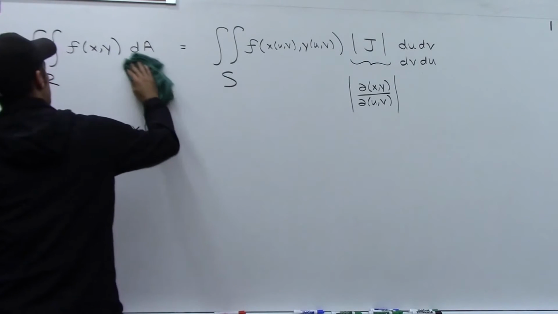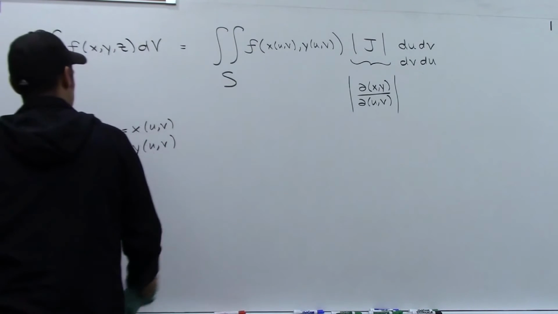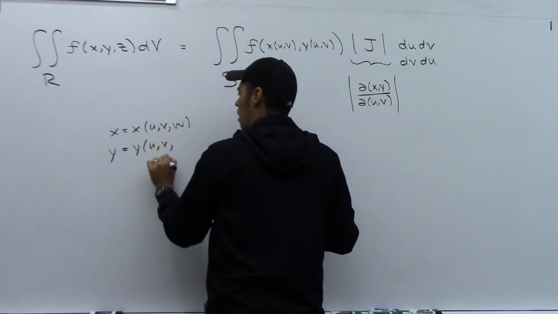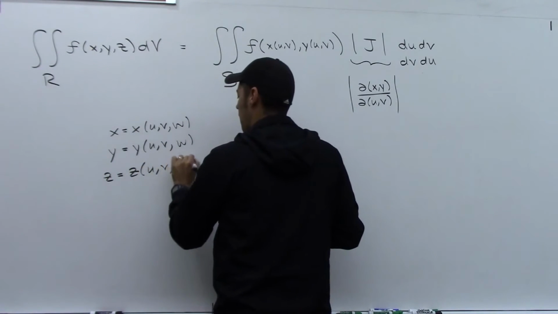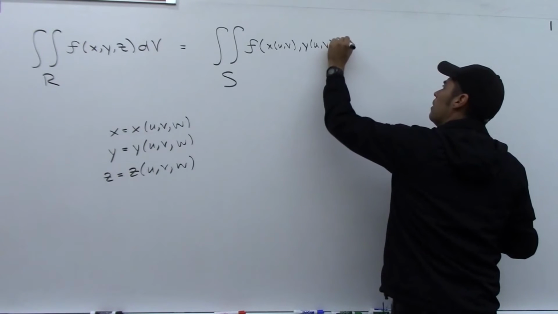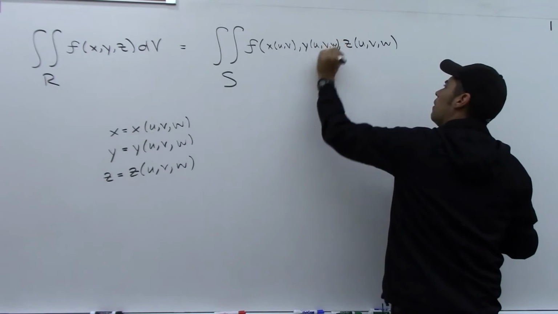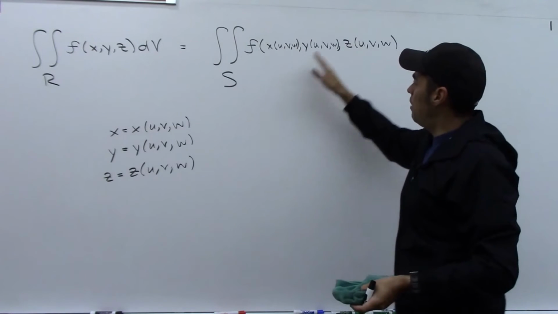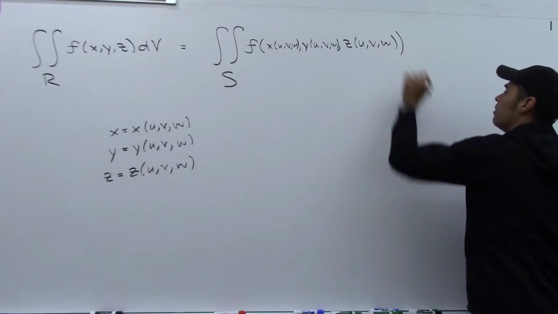Now, if we change this and we make this triple integral with respect to volume, then my x is going to become a function of u, v, and w. My y is going to be u, v, and w. And now my z is also a function of u, v, and w. And now this becomes this. I need a w in here. So my x gets switched over to the new function of three variables. My y gets switched over to the function of the three new variables. My z gets switched over to the function of three new variables.